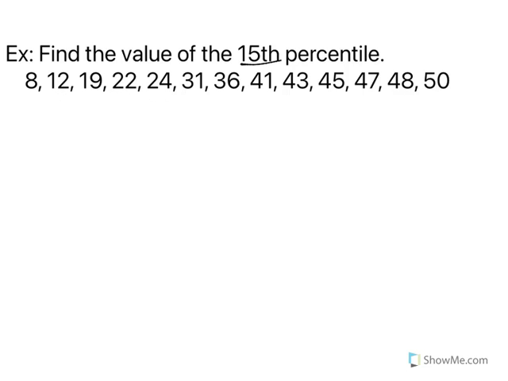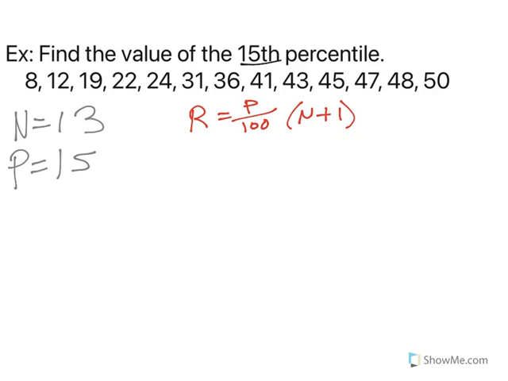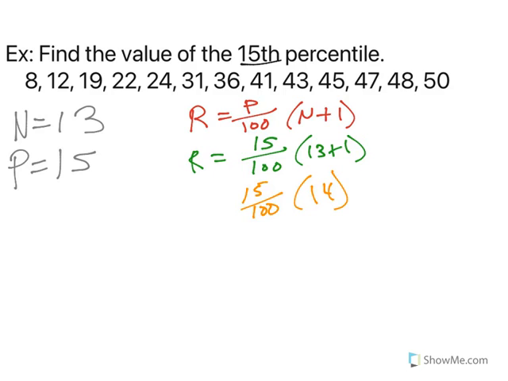What do I know? Well, here I have 13 numbers, so N equals 13. 15th percentile, so P is 15. And once again, I plug it into my formula. R equals P over 100 times N plus 1. So P is 15, N is 13. Let's simplify: 15 over 100 times 14. And once again, you can type this in exactly like you see it, 15 divided by 100 times 14, and this is going to give you a value of 2.1.